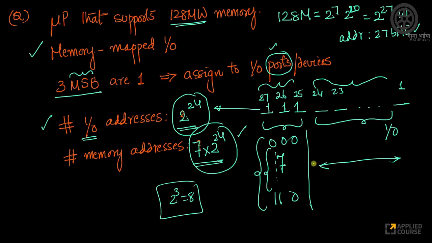Very simple question here. They've just not given you the number of bits in the address clearly. They've told you the microprocessor supports 128 megawords of memory. From this, we can easily compute the number of address bits. Given the number of address bits and given that the three most significant bits have to be 1, it's very easy to compute the number of IO addresses and memory addresses. Very simple question.